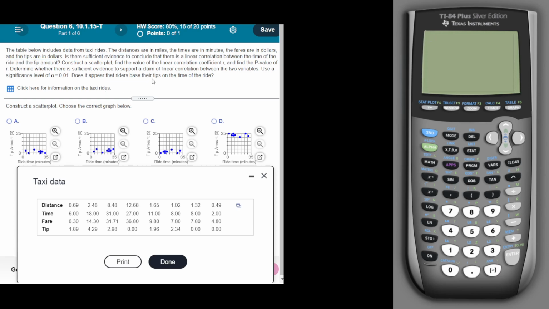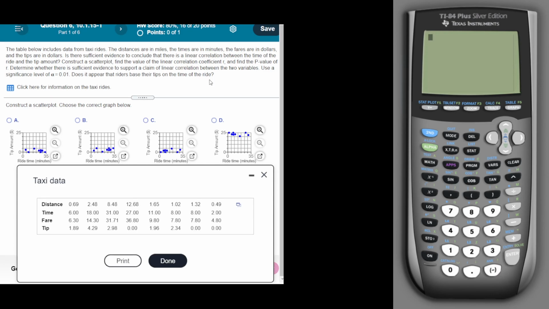And if you really didn't feel like reading, which you should take this seriously, look at your axes from the graphs that they gave you. The X is your time and your Y is your tip amount. So you can't go wrong. We're going to use time for our X and tip amount for our Y.